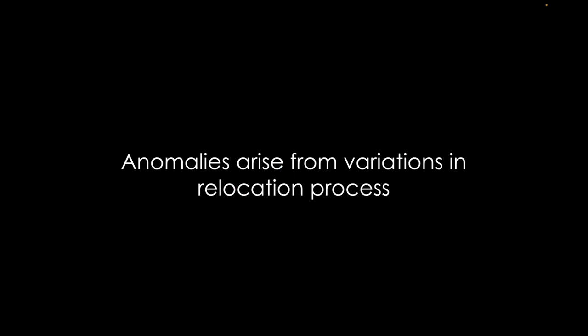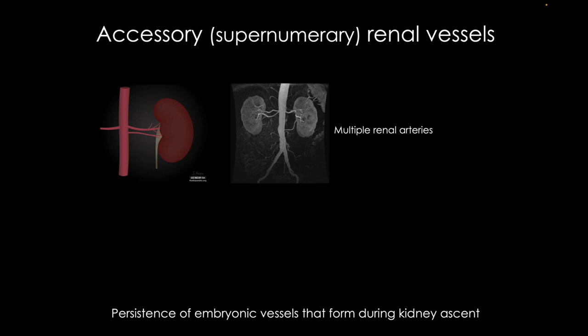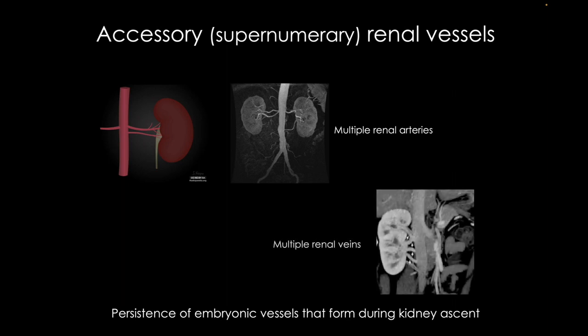Now, of course, like any other process in development, we can get anomalies from variations in this relocation process. Most of the time, these are really truly considered variations because they don't have any phenotypic or functional effect. So here's an example of some accessory or supernumerary renal vessels. So in this cartoon on the left, you can see two renal arteries for this kidney, and then in the image here on the right, you can also see multiple renal arteries for these kidneys. So the supernumerary vessels are really the persistence of any vessels that form during kidney ascent, and that can also include the formation of multiple renal veins.